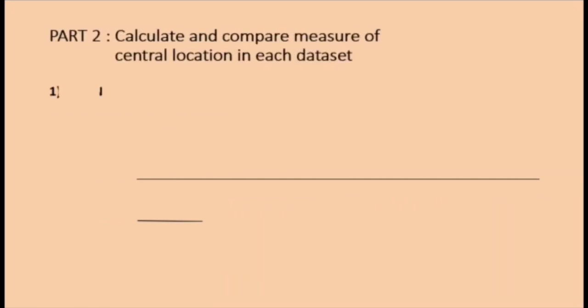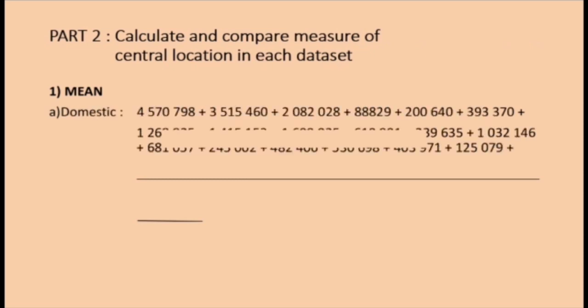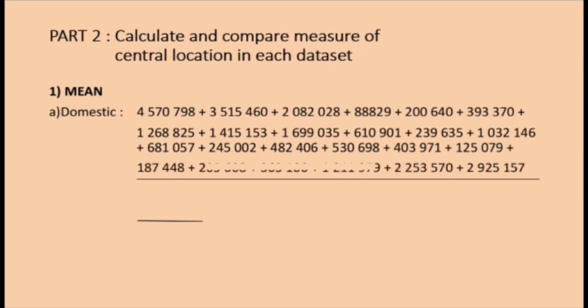I will explain part 2, which is to calculate and compare measures of central location in each data set. First is the mean. To find the mean, we need to add the amount of data for each airline, which is 4570798 until 2925157, and then divide it by the number of data classes, which is 24.